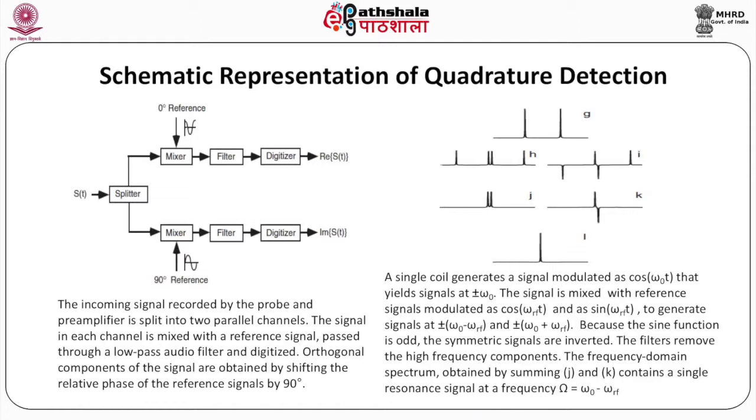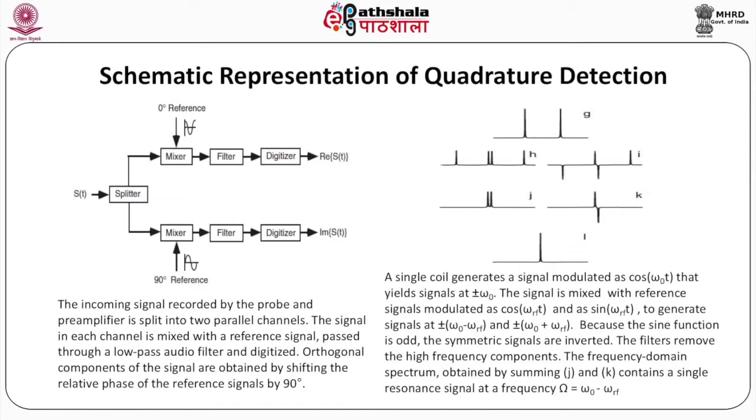The incoming signal recorded by the probe and preamplifier is split into two parallel channels. The signal in each channel is mixed with a reference signal, passed through a low pass audio filter and digitized. Orthogonal components of the signal are obtained by shifting the relative phase of the reference signals by 90 degrees.